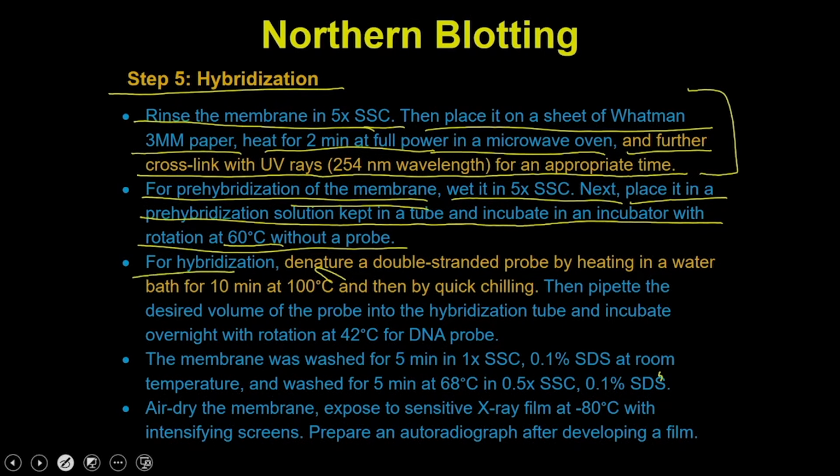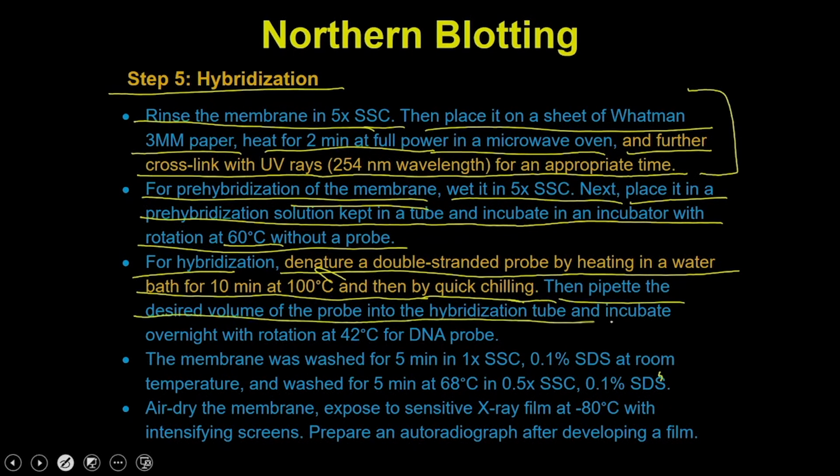Then for hybridization, you denature the double-stranded probe by heating in a water bath for 10 minutes at 100 degrees Celsius, and then you do a quick chilling. Then pipette the desired volume of the probe into the hybridization tube and incubate overnight with rotation at 42 degrees Celsius for the DNA probes, which means just before the hybridization you have to prepare the probe.